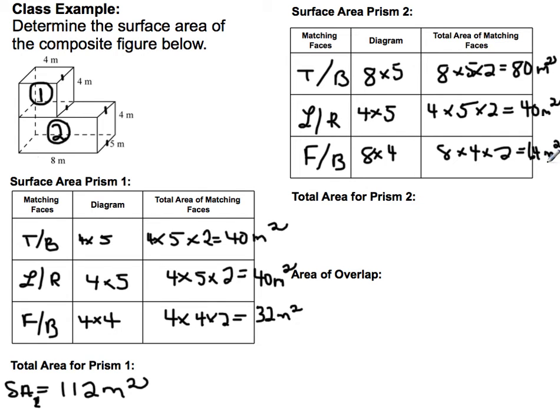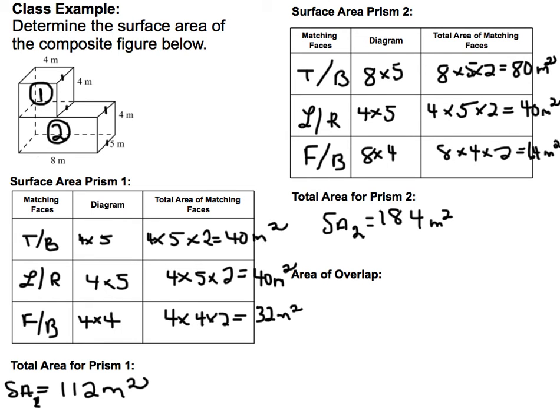So now if I add those together, I have 80 plus 40, which is 120, and 64, which will give me the surface area of Prism 2, that's what the little subscript 2 down there means, which is 184 meters squared. I'm just going to double check that. 80, 40, 120, yes. Okay, so now we have to talk about the area of overlap.